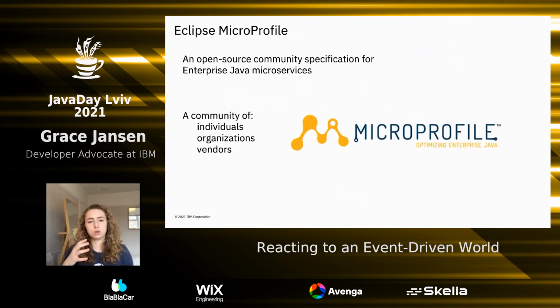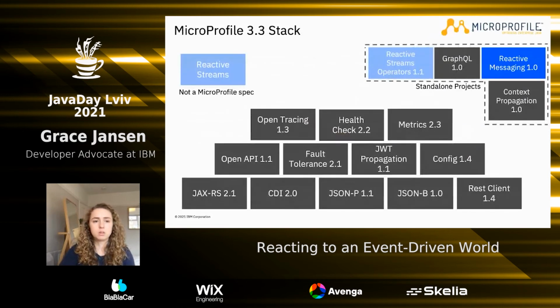Now, there's another library, or I guess I should call it an API, a specification called Eclipse MicroProfile. Eclipse MicroProfile is really an open source, community-driven specification for enterprise Java microservices. It works with Java and Jakarta EE, and it is built literally by the community. So it's built by individuals and organizations and vendors who are interested in enterprise Java. There are lots of different committers from all over the world contributing to this.